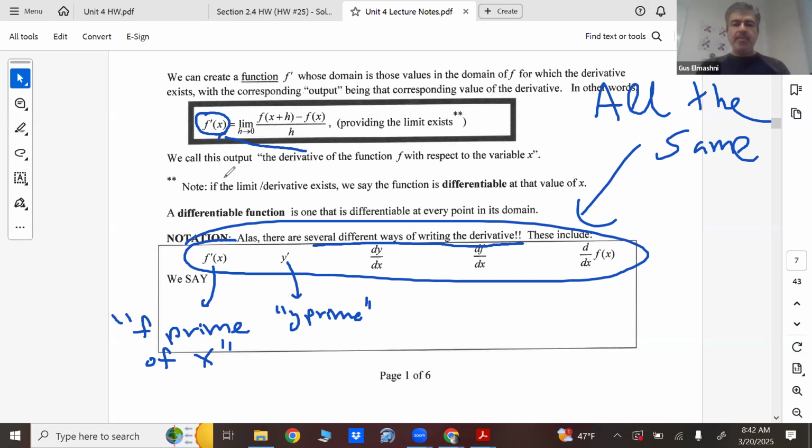Before I get to the other three, if the limit or derivative exists, we say it's differentiable. I mean, you're able to differentiate, right?